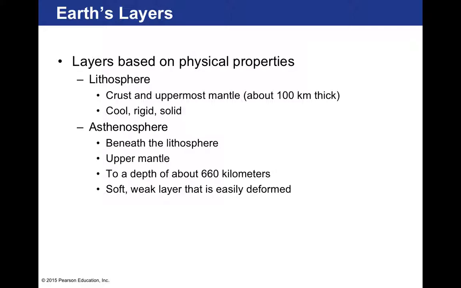Here are some other layers that we've already sort of defined in previous chapters. We have the lithosphere. This is a part of the crust and uppermost mantle. So this encompasses a region about 100 kilometers thick, and this is a cool, solid region. Now this region, if we want to put it in quotes, floats above the asthenosphere. And if we remember, the asthenosphere is that soft, weak, close-to-the-melting-point layer of rock that the lithosphere is able to kind of float on top of and move. This goes to a depth of about 660 kilometers in the upper mantle.